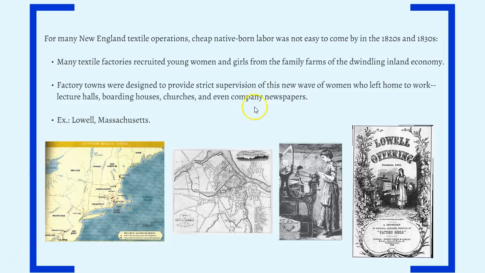And many of these towns even had their own company newspapers, like this one down here from Lowell called the Lowell Offering. And as you can imagine, these newspapers ran stories and editorials about good workers obeying their bosses, not engaging in any sort of immoral activity with any local men, that sort of thing. And so that type of surveillance system, supervision system, is designed again to reassure these family farms that if they let their daughters leave their farms to go work, their daughters are going to be in good hands.